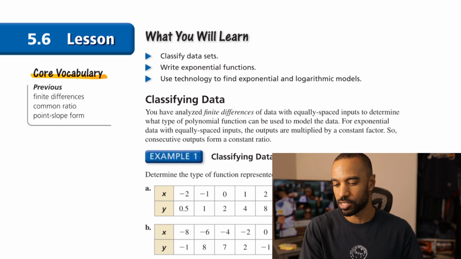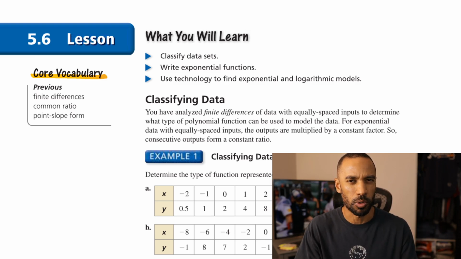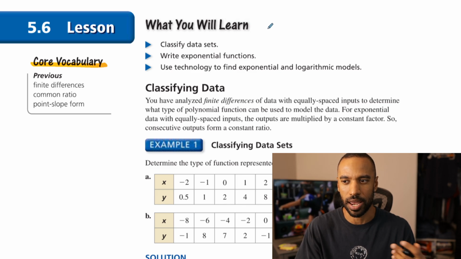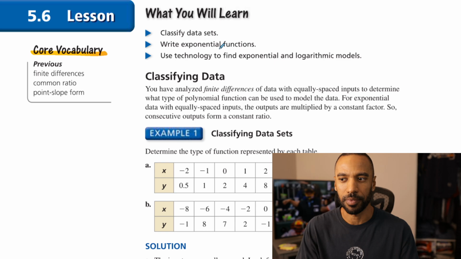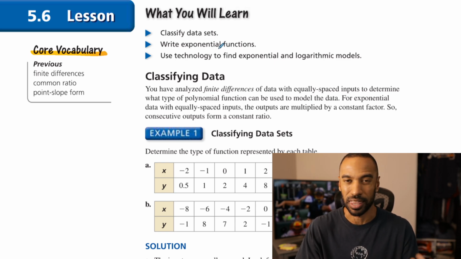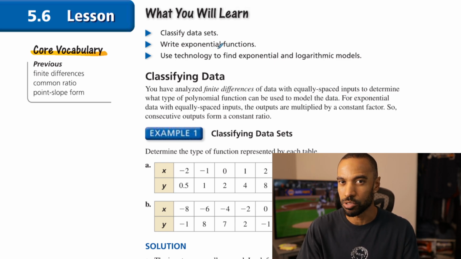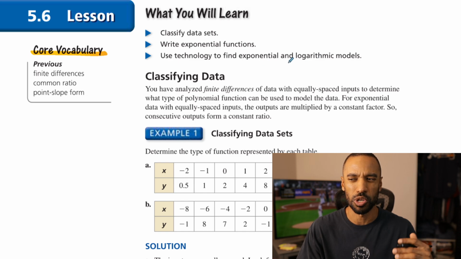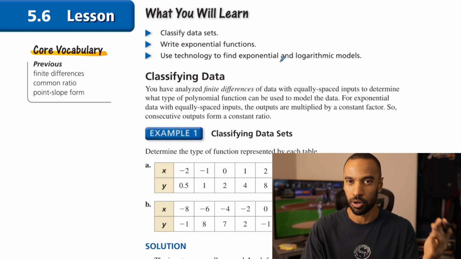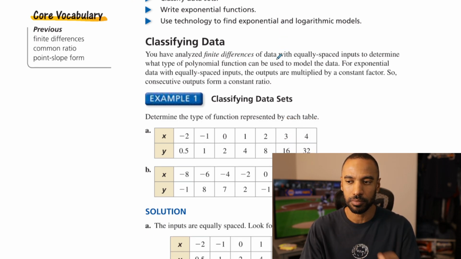We're going to classify data sets, which to me means determine what kind of thing it is. Is it quadratic? Is it exponential? Is it logarithmic? Right, like that. Write exponential functions. We'll come up with what the equations are, I think, based off the information. It sounds like maybe doing it without a calculator, which is possible to do for perfect ones. And use technology to find certain models. So more in a scatterplot variety. Maybe they're not perfect models. That's ones where we can use those regression curves. We've seen them for linear and quadratic and things like that.